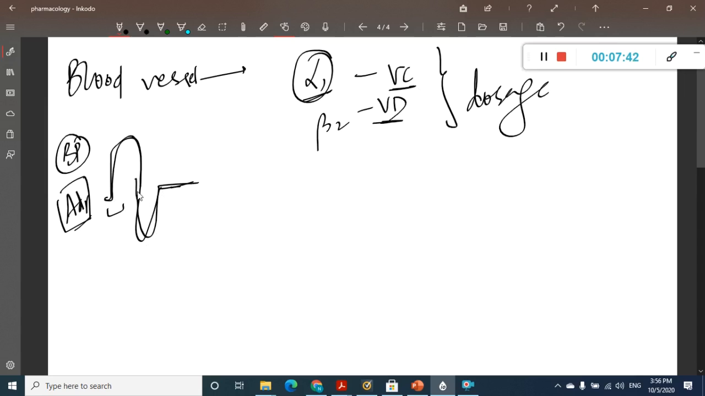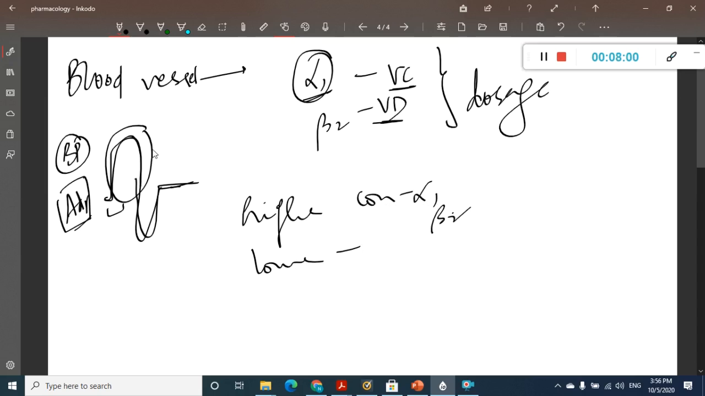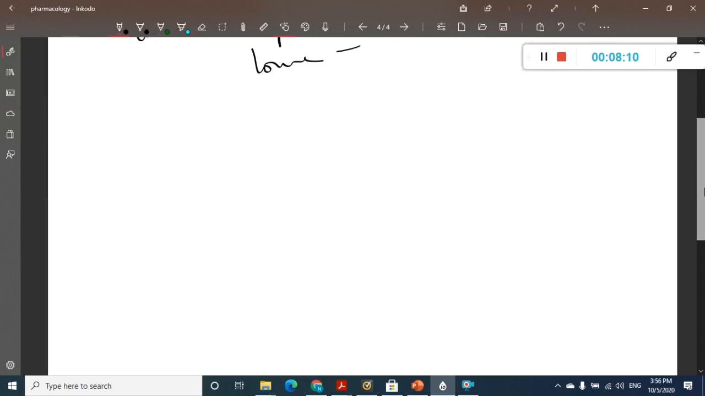Why? At higher concentration, alpha 1 receptors get activated. At lower concentration, beta 2 receptors get activated. Initially there is a higher concentration, so alpha 1 gets activated. As the concentration decreases, beta 2 gets activated, resulting in vasodilation. So it depends upon dosage.